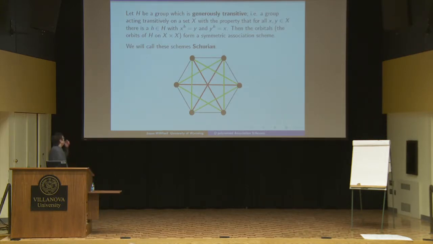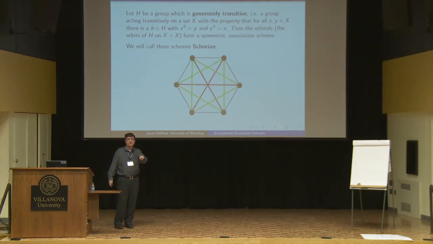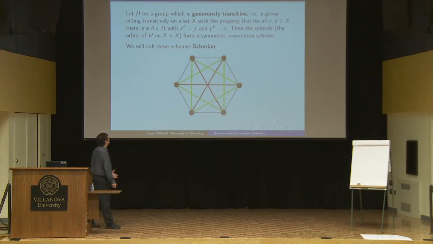I'll briefly mention the prettiest examples. If you have a so-called generously transitive group, a transitive group on a set where for every pair there's some element in the group that swaps the two, then you look at the orbits of this group on X cross X in the natural action, and you get a symmetric association scheme. These are the prettiest ones, and we'll call these Schurian. Here is just the dihedral group acting on the hexagon and the orbitals that you get from it.